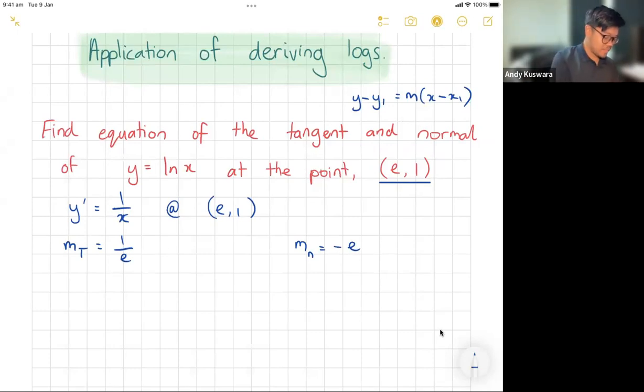So that means if I use my tangent gradient, and I'll keep my normal one over here, it's going to be y minus y1, which is 1, equals m, which is 1 on e, bracket x minus x1, which is minus e.